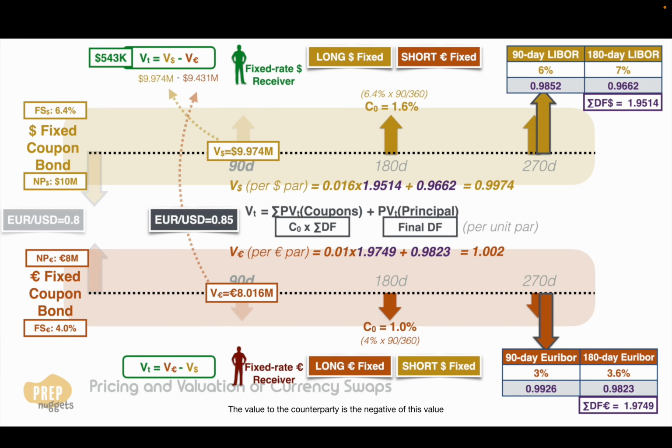$543,000. The value to the counterparty is the negative of this value, and if we want to present in the opposite currency, simply adjust based on the spot exchange rate of 0.85. And that's how you price and value a fixed-for-fixed currency swap. Here's some practice for you.